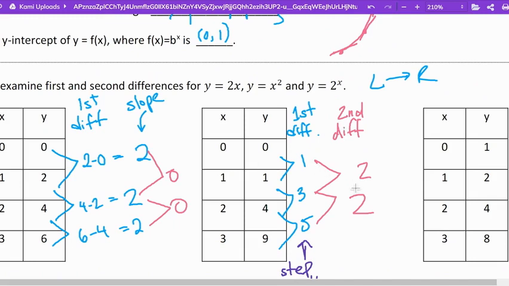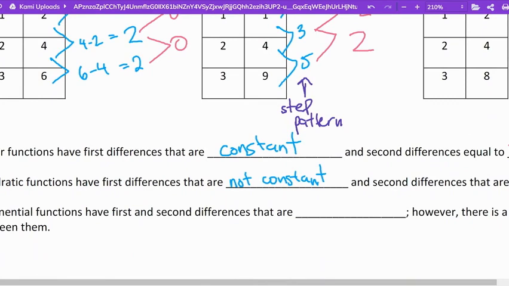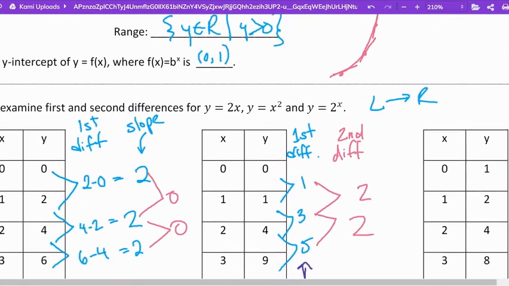So if the A value is 1, the second difference will always be 2. Well, what if the A value is 2? What will the second difference always be? Right? Good. Okay. So we're really analyzing this. I love it. All right.